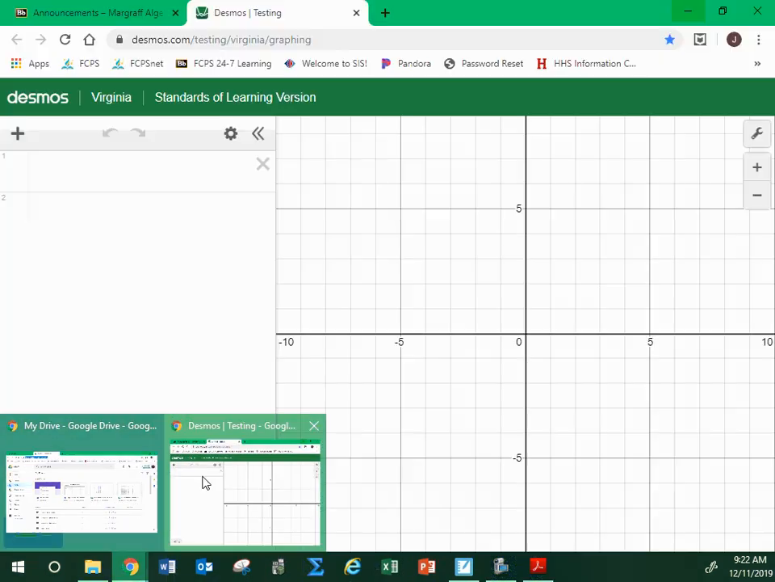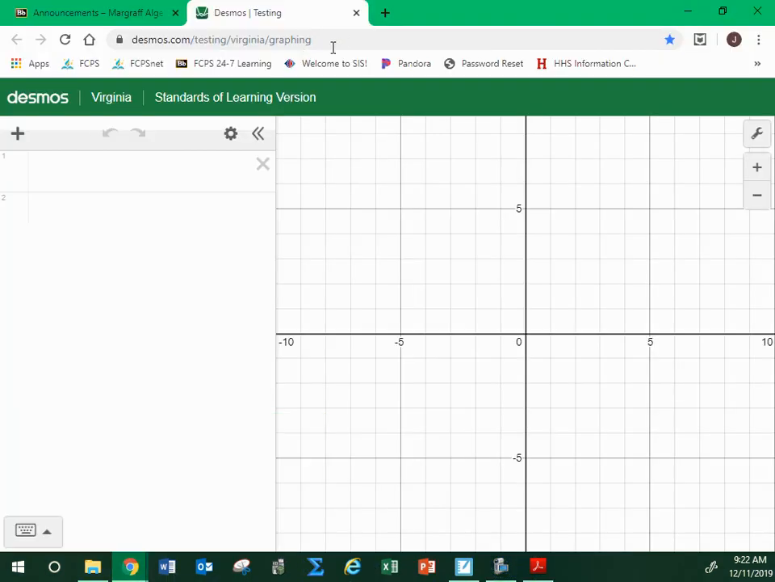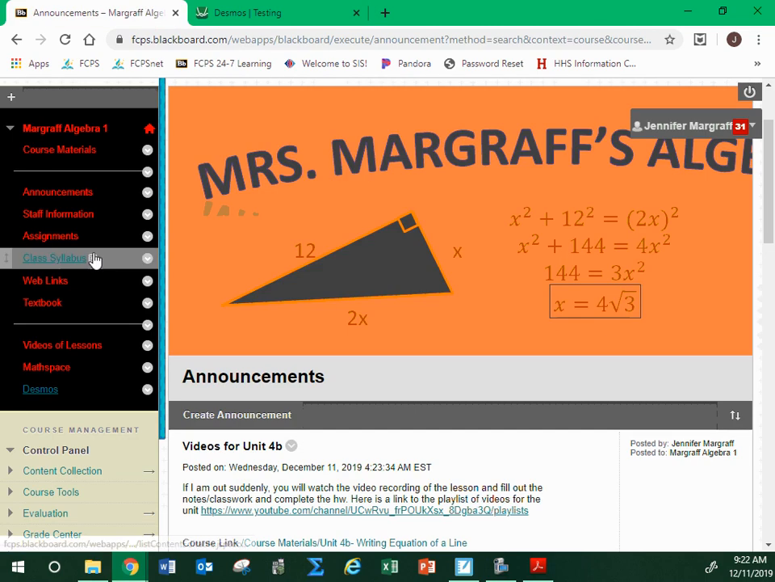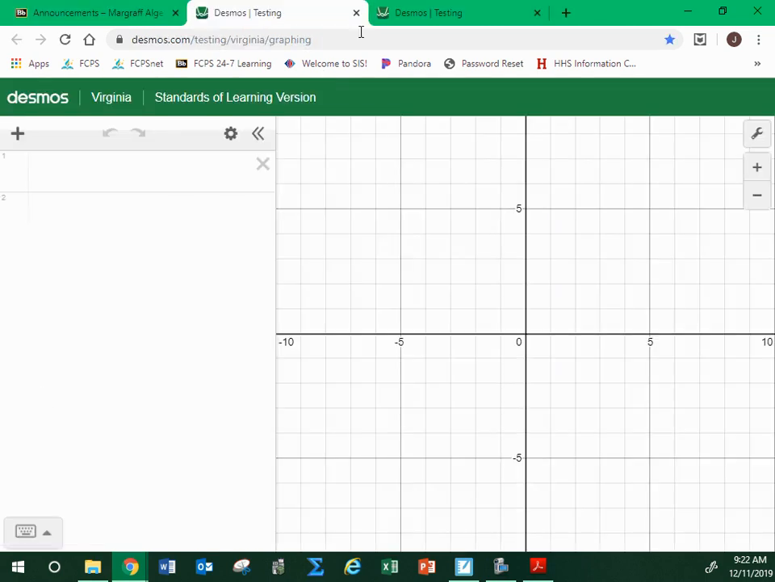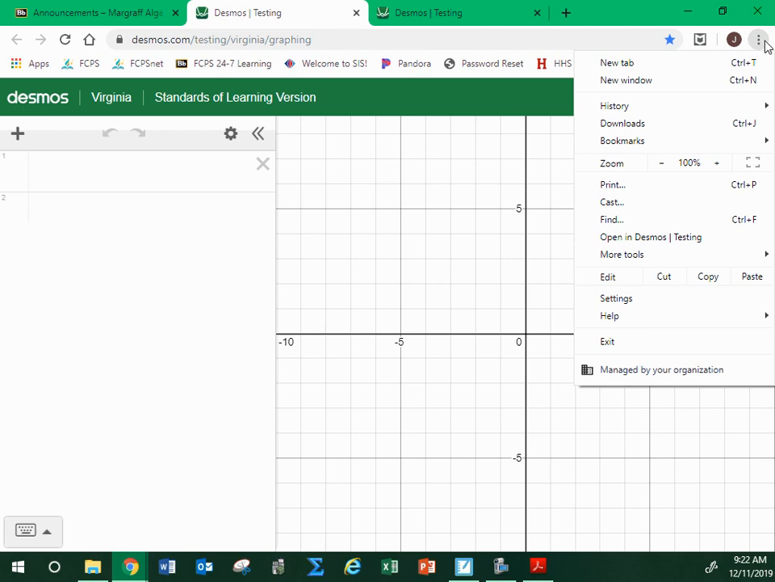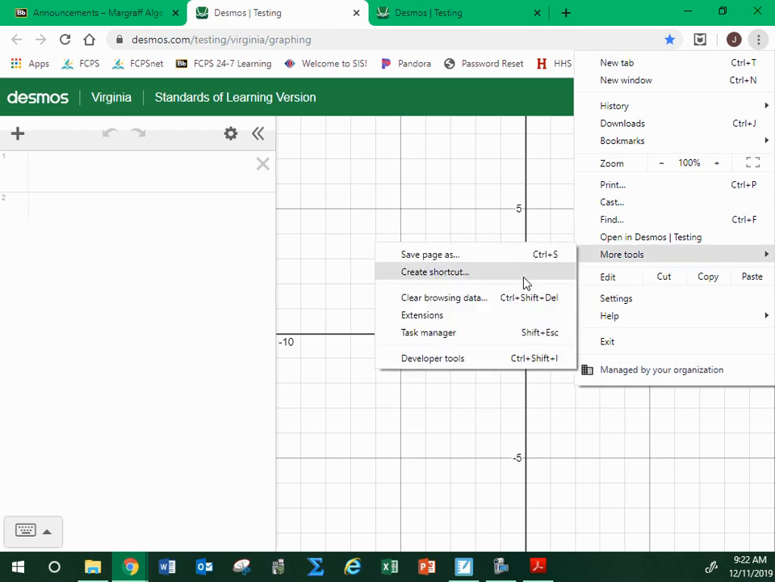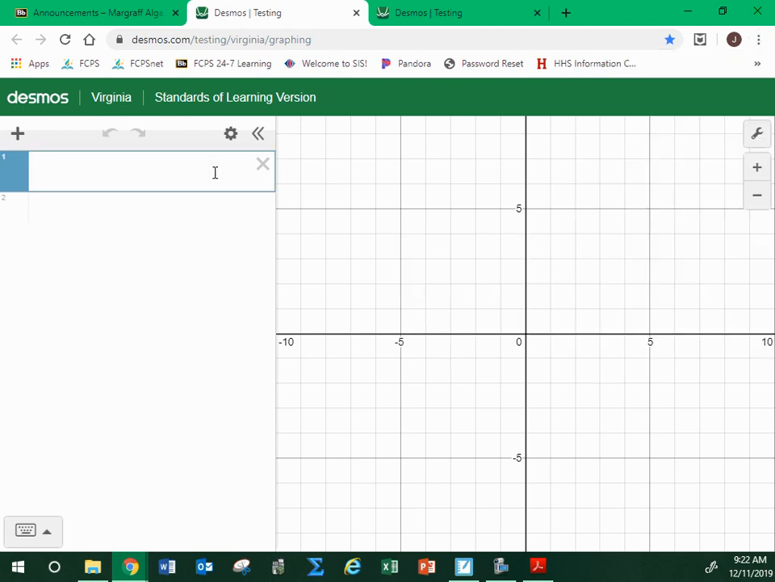Again, to create the shortcut, once you're on Desmos, so we've gone to Blackboard, we've clicked Desmos. When you're on there, hit the 3 little dots, more tools, and click create shortcut, and that creates that little icon on your desktop so that you can easily get there. And you're welcome to use Desmos as you're doing your homework. You can use Desmos just as a normal calculator, like if you're wondering what's 82 divided by 6.